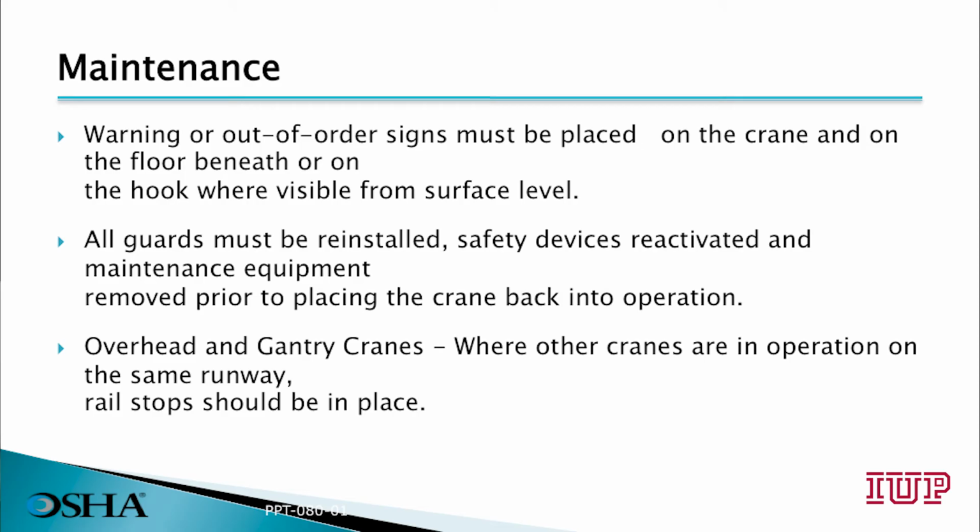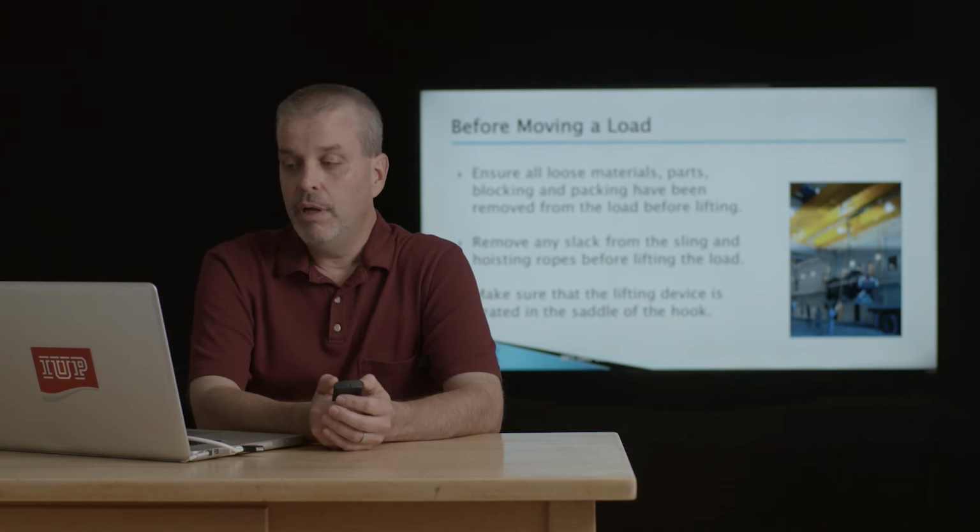All guards must be reinstalled, all safety devices reactivated, and maintenance equipment removed prior to placing the crane back into operation. Overhead and gantry cranes, where other cranes are in operation on the same runway, all rail stops should be in place. Prior to moving a load, as a worker, you need to ensure that all loose materials, parts, blocking, and packing have been removed from the load before lifting.